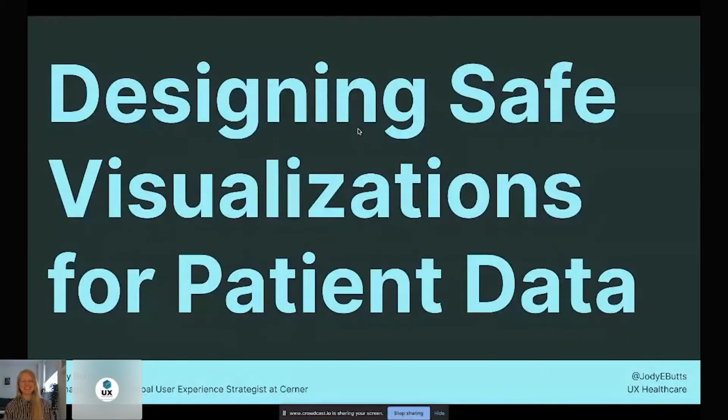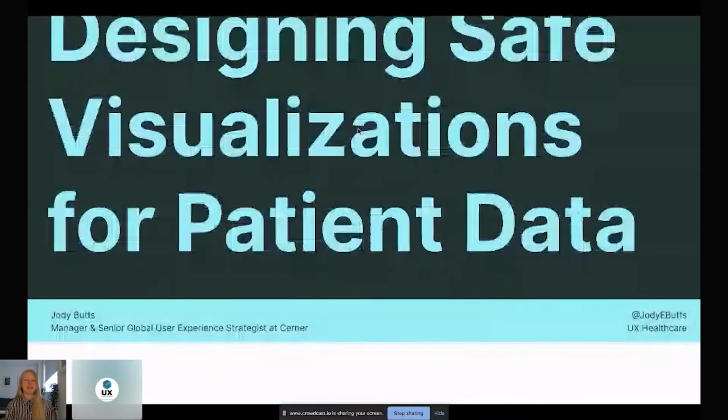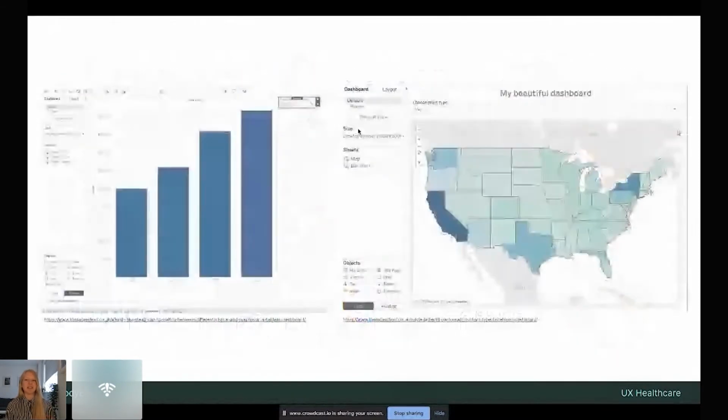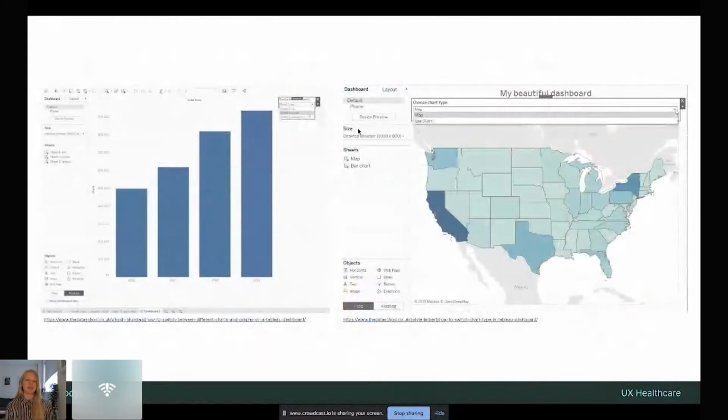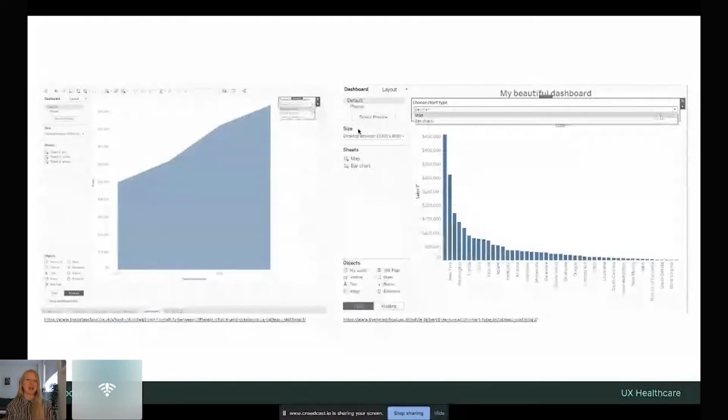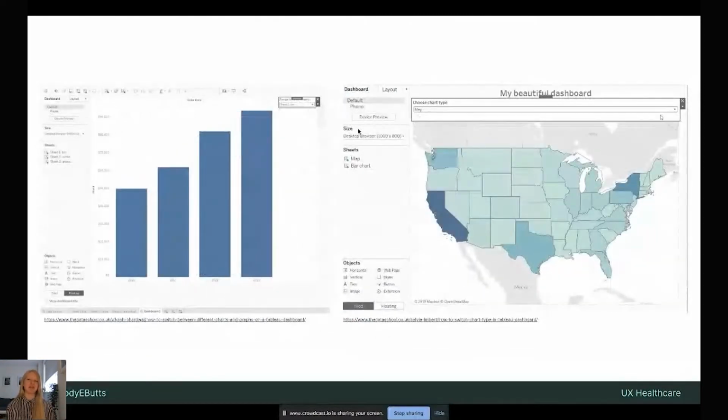Great, thanks. All right, so today I'm going to be talking about how to design safe visualizations for patient data. Now, if you've done any type of dashboard or visualization design, you'll know that there are a lot of great tools out there that make it very simple to take complex data and create beautiful visualizations from them. And with a click of a button, you can totally change the type of visualization being used. This is very, very easy and exciting, but can also be dangerous when we're talking about clinical data. So we have to be very careful.